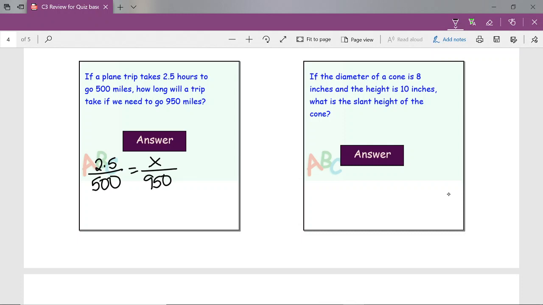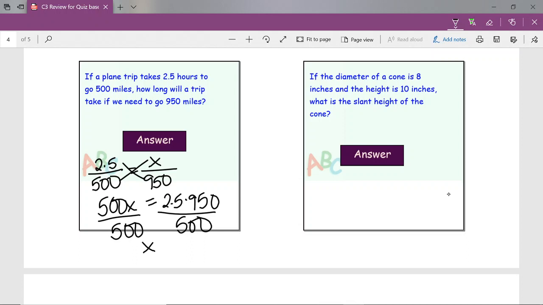In this case, I don't see a really clear scale factor that's super easy to use, so I would go ahead and cross multiply to get 500x is equal to 2.5 times 950, and then you would multiply that out and divide by 500 on each side. Regardless of how you go about it, whether it's with that proportion or maybe with a scale factor, you would get 4 3/4 hours.